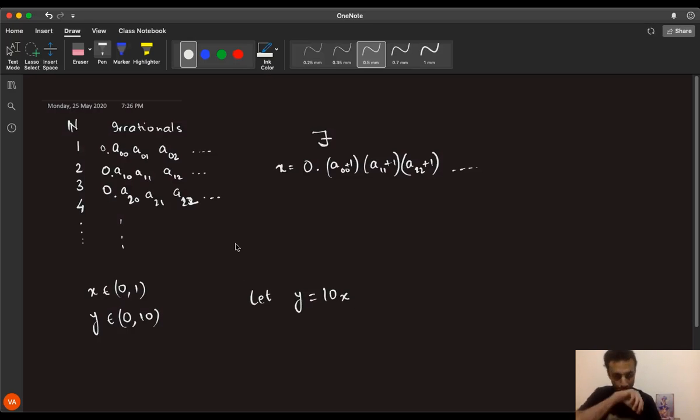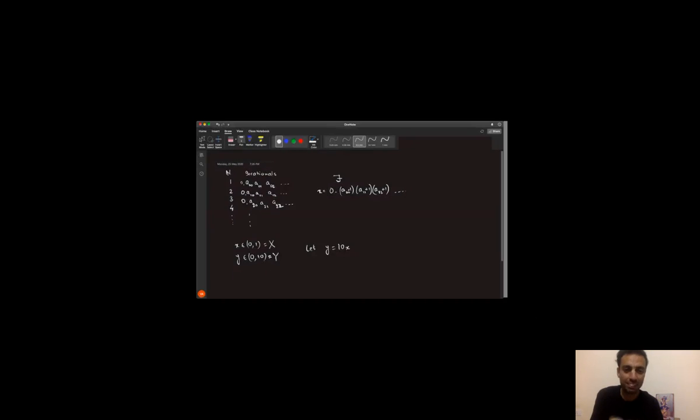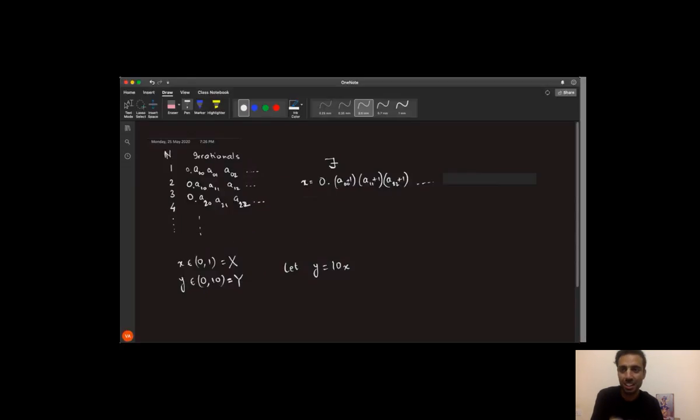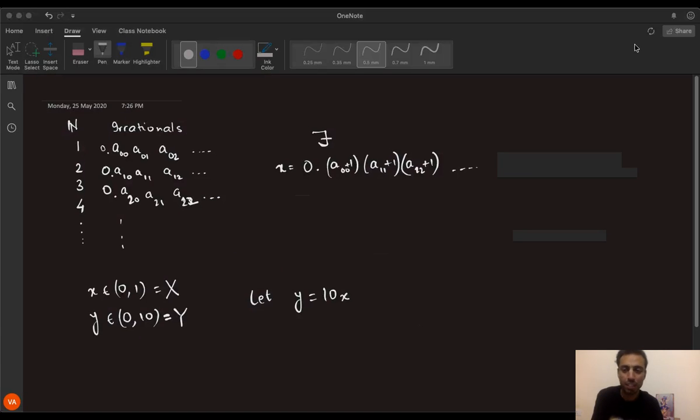So this is the one-to-one correspondence. Can you find any number in the y set, let's say this set is the y set, which is not there in the x set, or vice versa? Can you find any number in the y set which is not there in the x set? Which one is that?